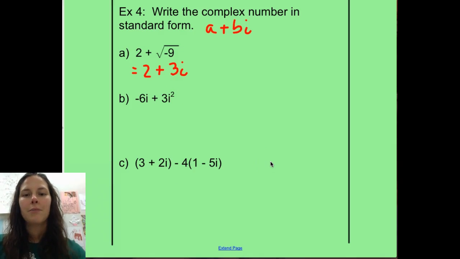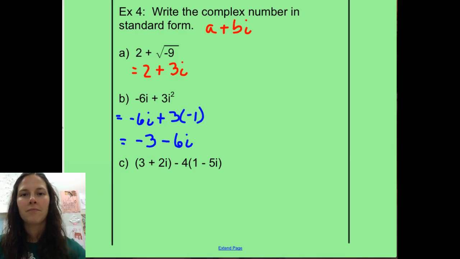Part B, simplifying i squared, which is negative 1. That ends up being our real part. So I'm going to flip this around so it's in the right order. 3 times negative 1 is negative 3, minus the imaginary part of 6i.